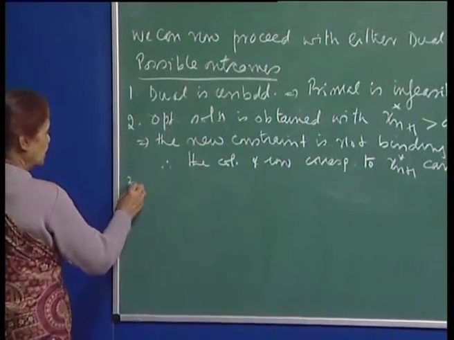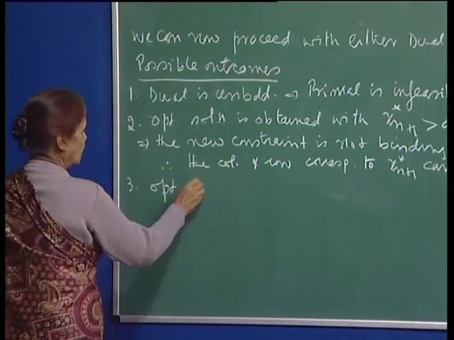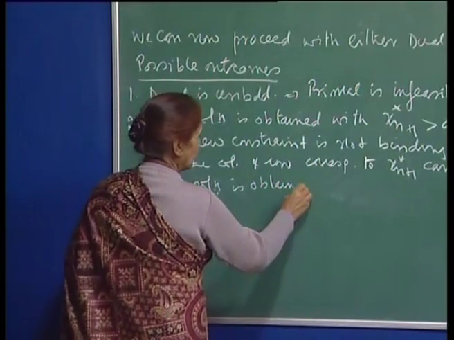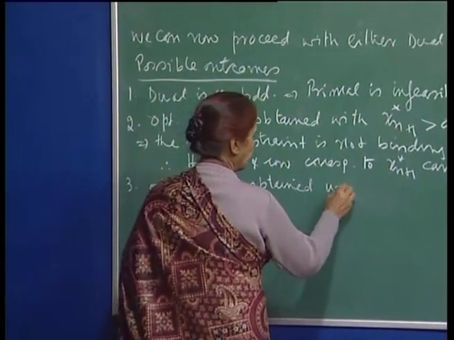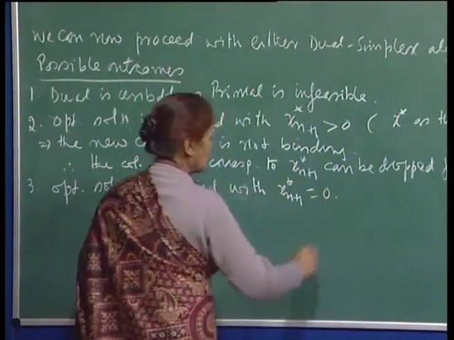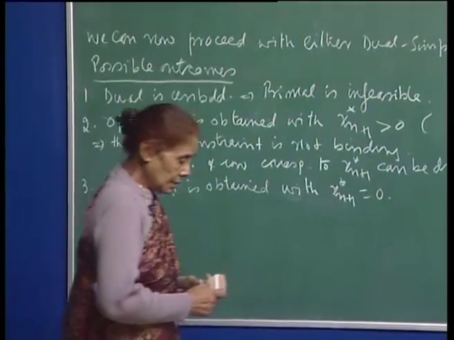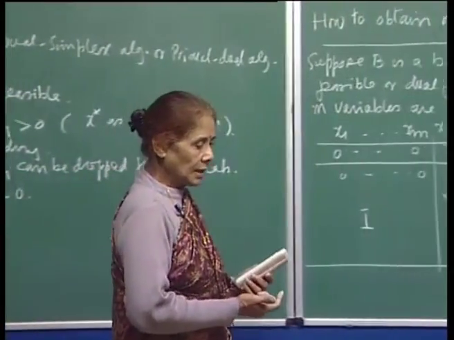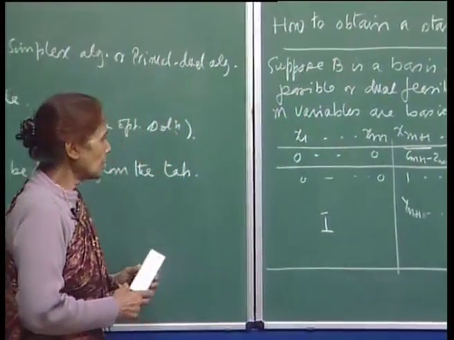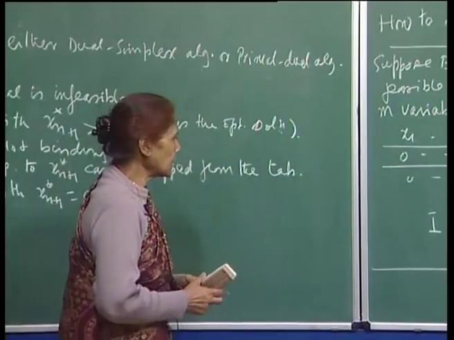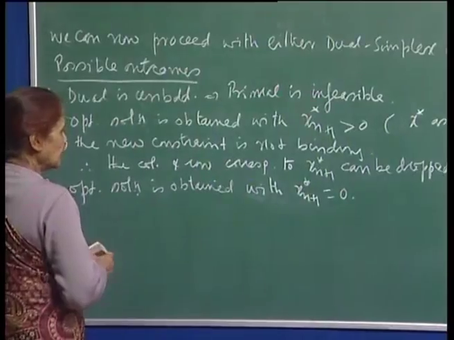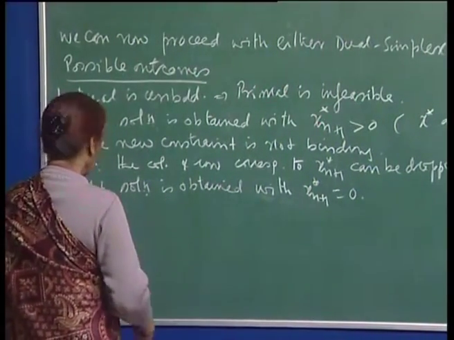Now, what can be the third one? Optimal solution is obtained with x_{n+1}* equal to 0. So, that means the status of x_{n+1}* is either basic or non-basic, but it is at 0 level, and that is what we are concerned with. It is not important to know what the status of x_{n+1}* is, as long as it is 0, right. But the only thing is that if it is 0, again two things are possible.